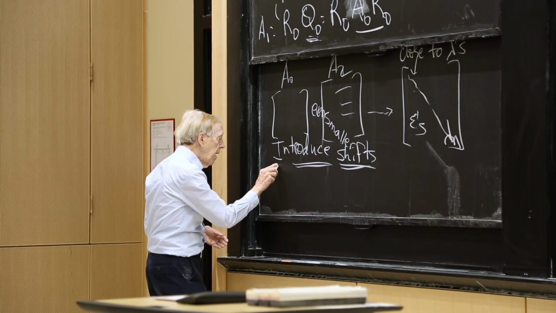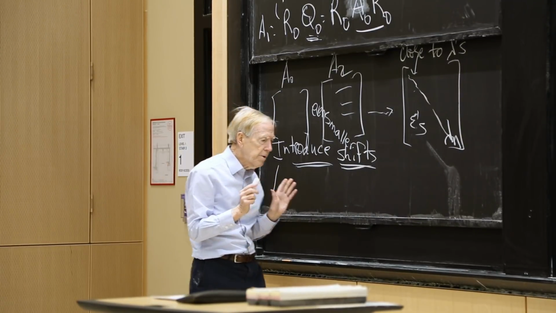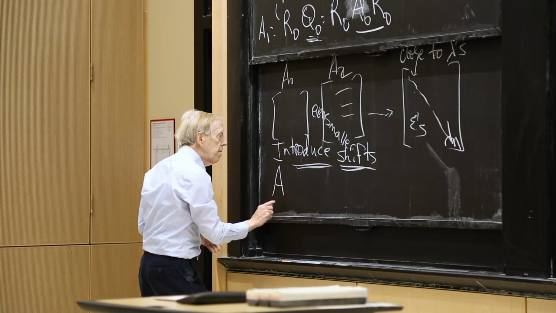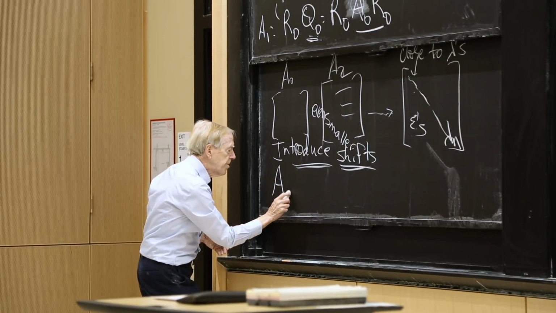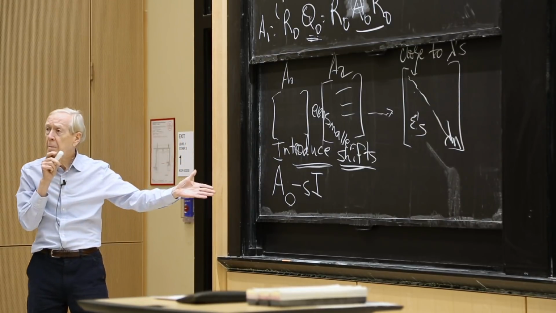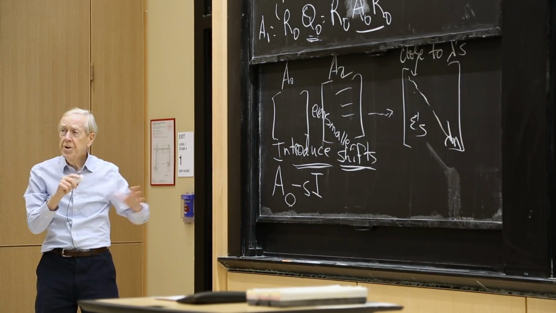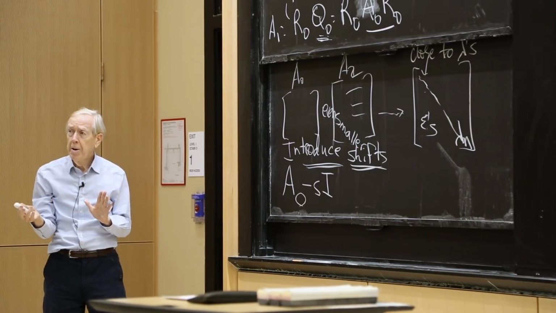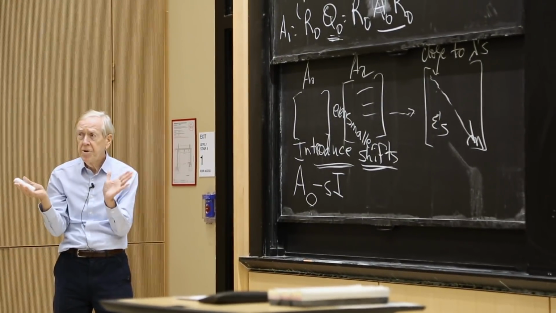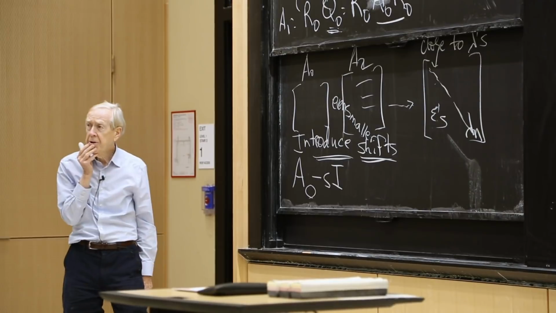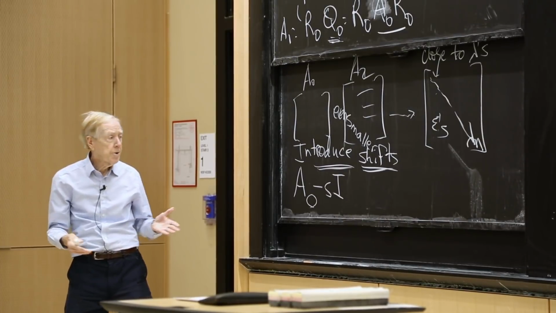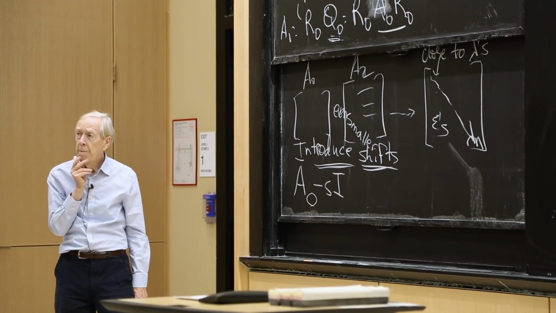So how does the shift work? Instead of A0, I take A0 minus a shift. So a shift is some multiple of the identity. If I just move a matrix by a multiple of the identity, what happens to its eigenvectors? What happens to its eigenvalues? Something pretty simple, right? Because I'm just shifting by SI. What happens to its eigenvectors? They're the same. And what happens to the eigenvalues? They change by S.